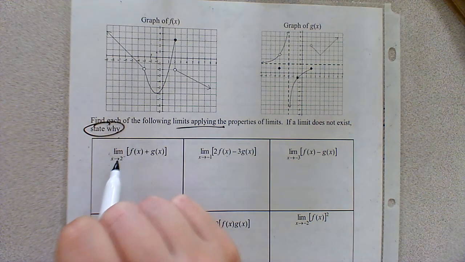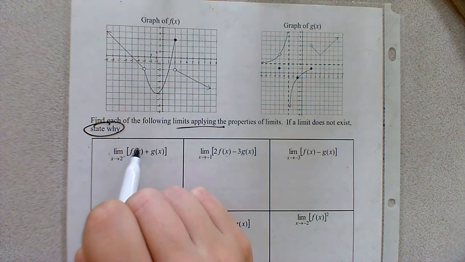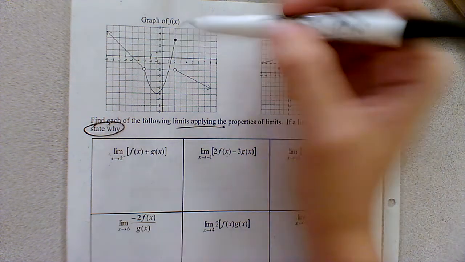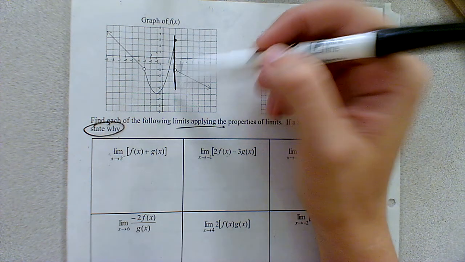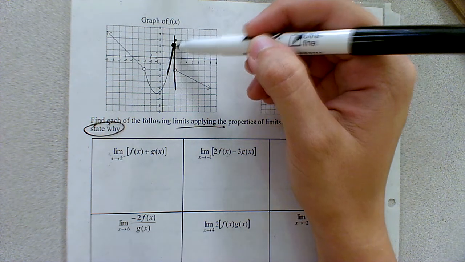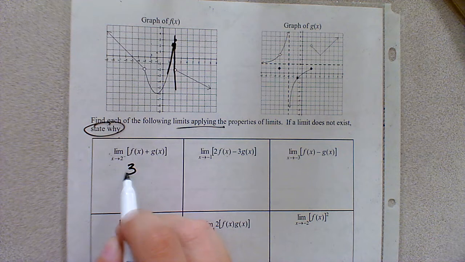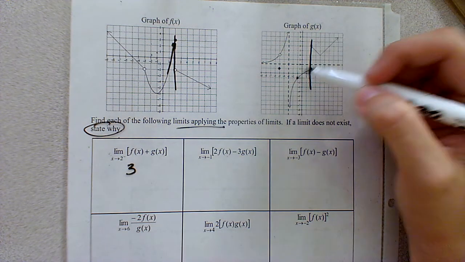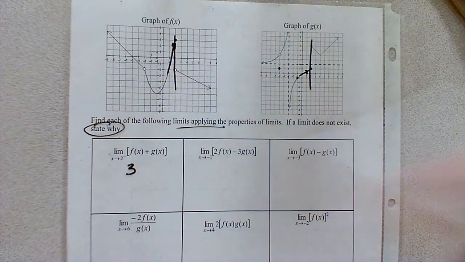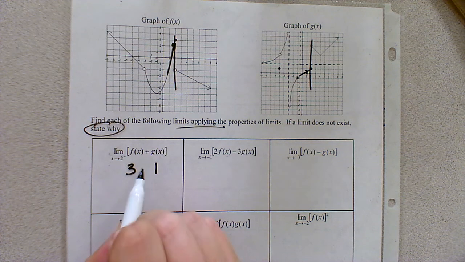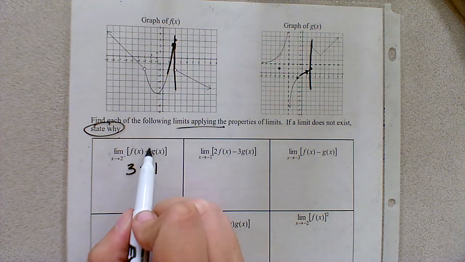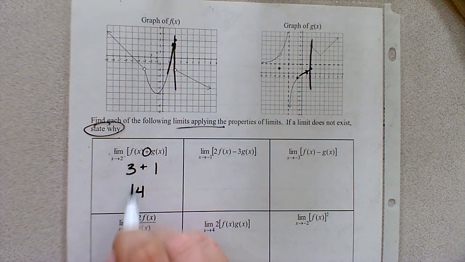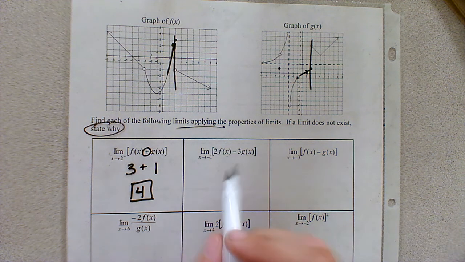So looking at the first one, we want to approach 2 from the left. Let's first take a look at the f of x graph. Here's the x value of 2. Coming in from the left, we're approaching a height of 3. On the g graph, here's the x value of 2. Coming from the left, we approach a height of 1. And we will add those individual limits together to get our real limit answer of 4.